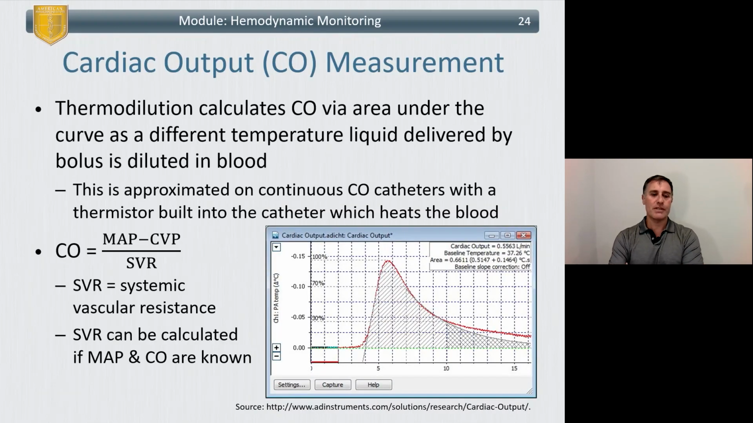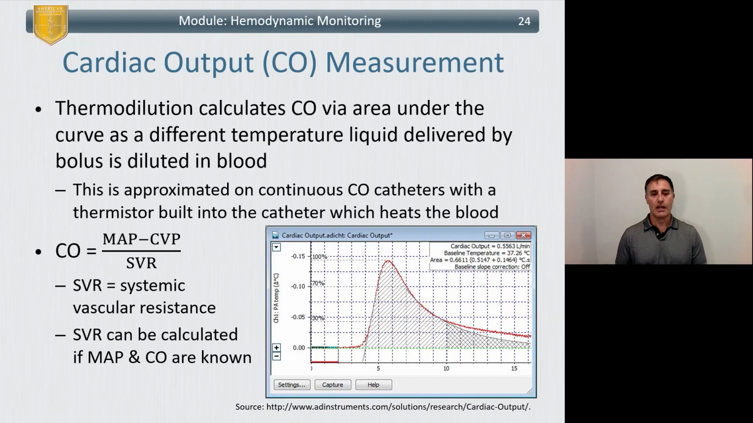Cardiac output measurement can be done through 2 different means in cardiac output catheters, in pulmonary artery catheters. One is to do thermodilution. And so what we're doing with thermodilution is you actually inject fluid, and that fluid will generally be at room temperature. And obviously the blood is at 37.